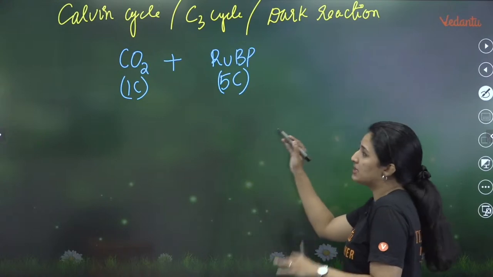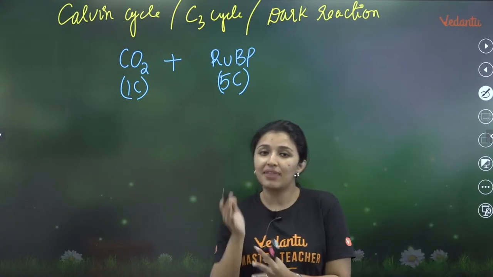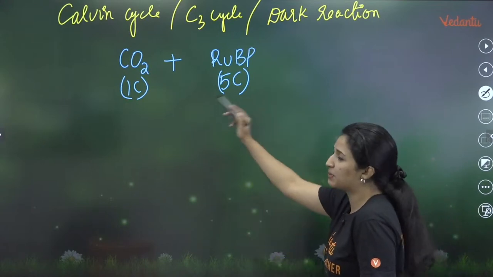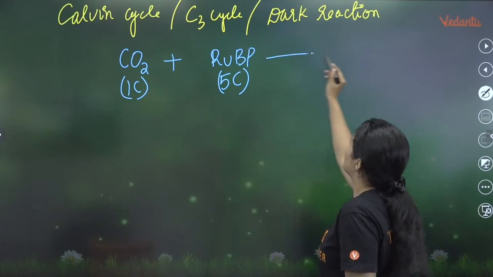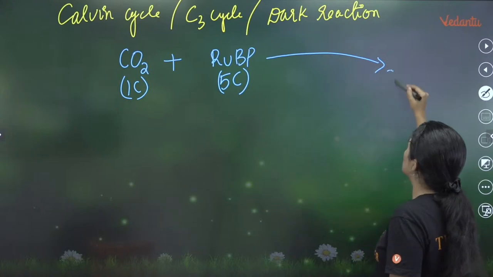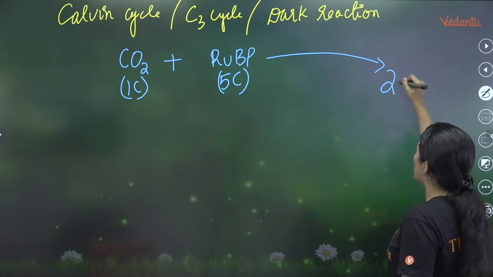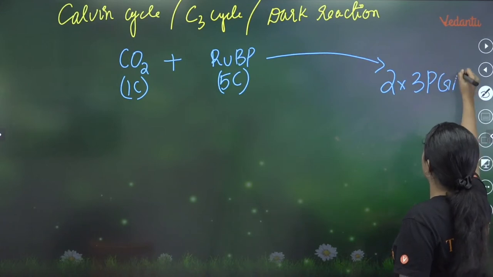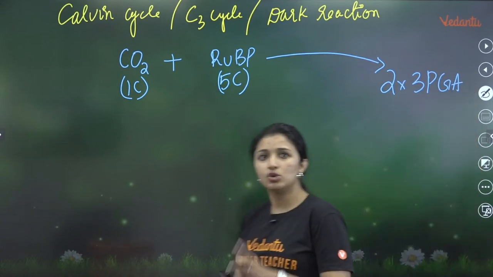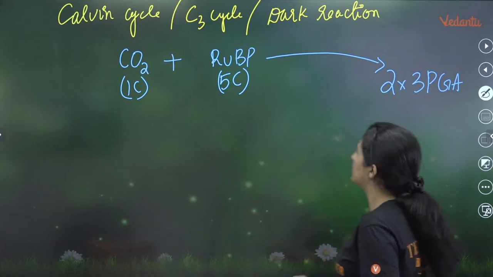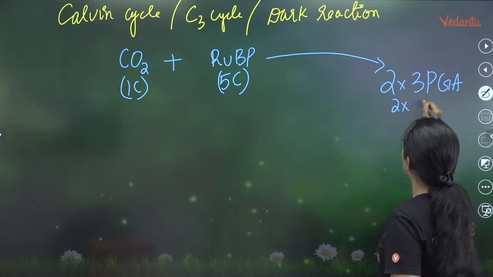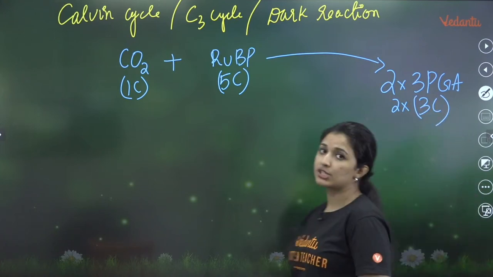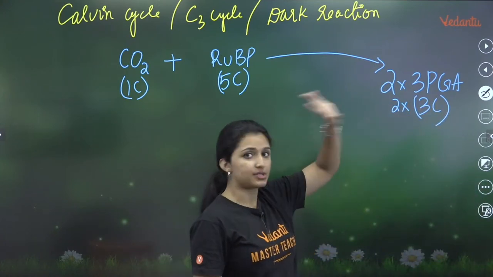Here, what happens is there is this merging and again this splitting. So, instead of forming one 6 carbon compound, because 5 plus 1 is 6, they're going to form 2 molecules of 3-phosphoglyceric acid. 2 molecules of 3-PGA is also 6 only, right? 2 into 3 carbon. So, this is the first stable product of this reaction.